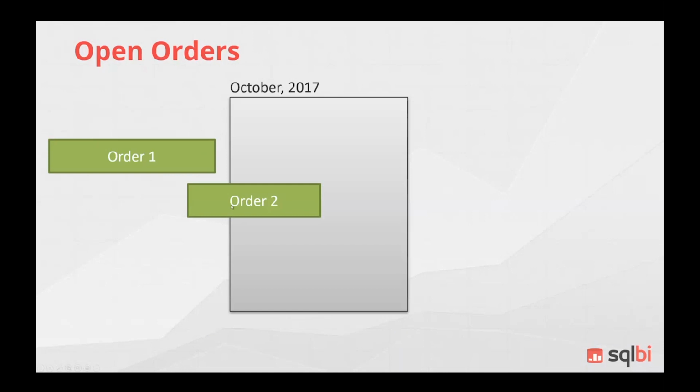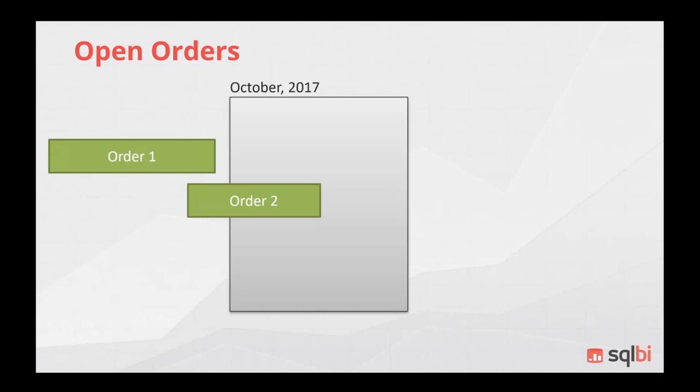Think of that. If I have one day, it's very easy to understand whether an order is open or closed. But if I have a period like October, I know that order 1 is not open. But what about order 2? Order 2 was not open at the beginning. It is closed at the end, but it was open at some point in October. Do I want to count it as open or not? That's a choice you need to make.